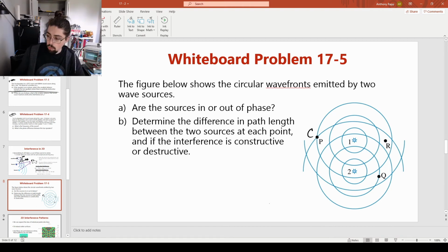What about point Q? Constructive, destructive, or somewhere in between? This one is not a partial. Remember here that in between the peaks is where we see the trough. So this is a peak lining up exactly with the trough. This is destructive. Going along that same vein, what about point R? Constructive, destructive?